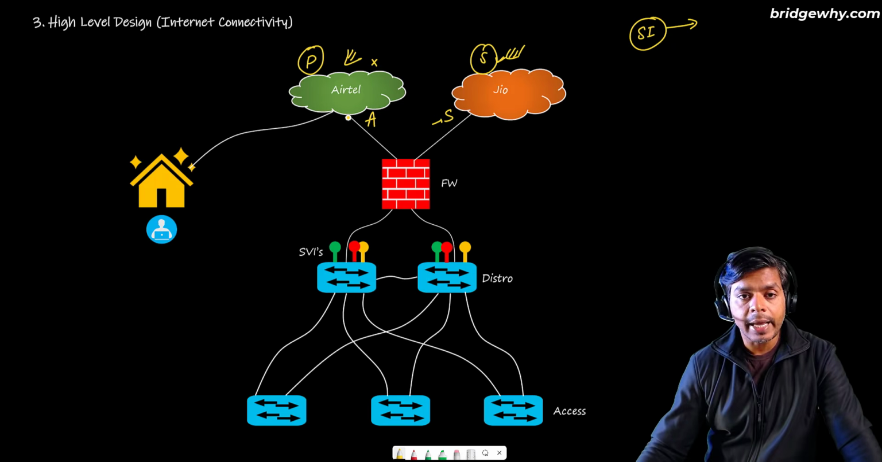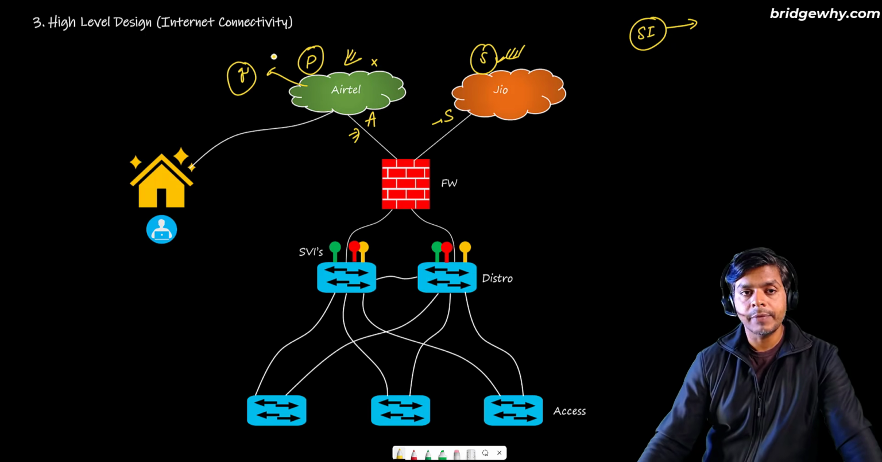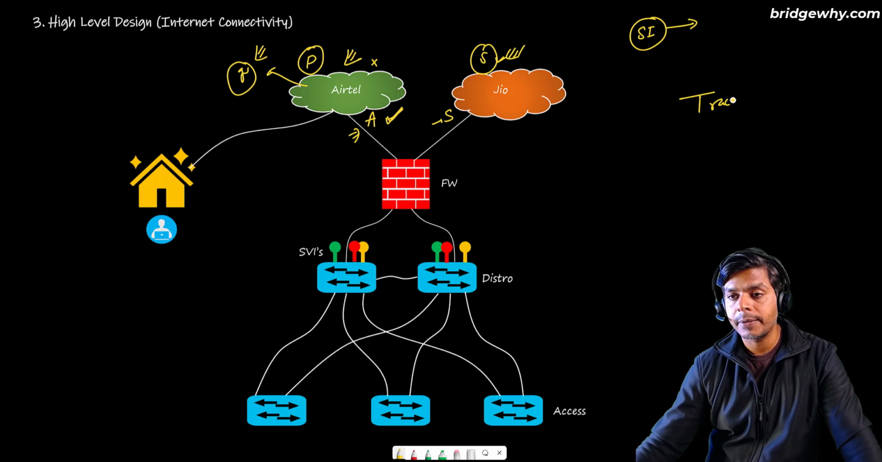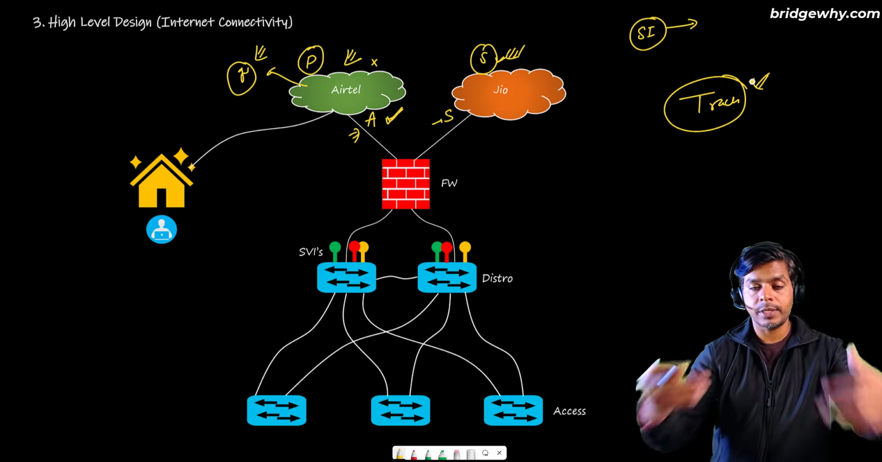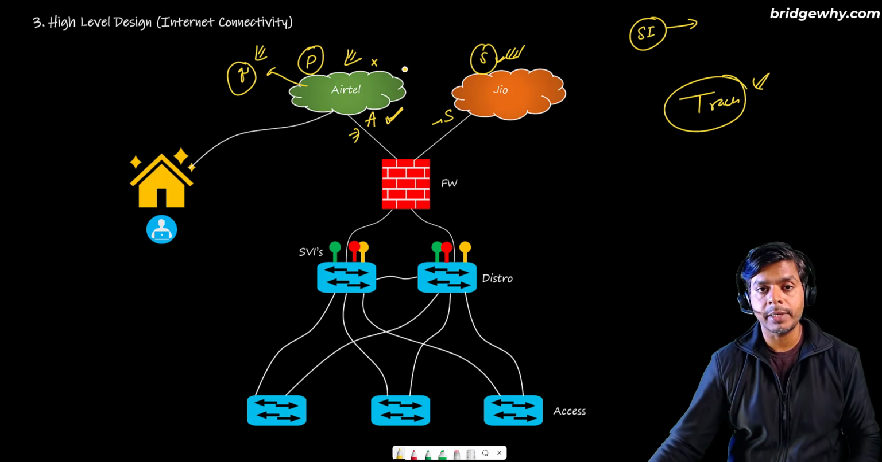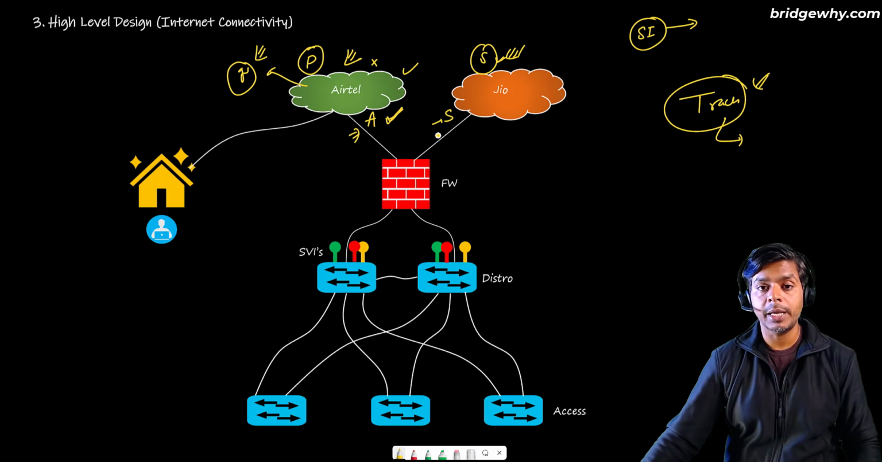What I can do is track any server, maybe a Google server, over this interface. If this interface or the Google server is reachable, then I would think that Airtel is up and running. Otherwise, it's down, and that is what we call a track. We can easily track a server over an interface. If the server is reachable, it means that Airtel is up and running. If the server is not reachable, then this track is going to inform me that the server is not reachable. Now it is time to make sure that Jio is up.